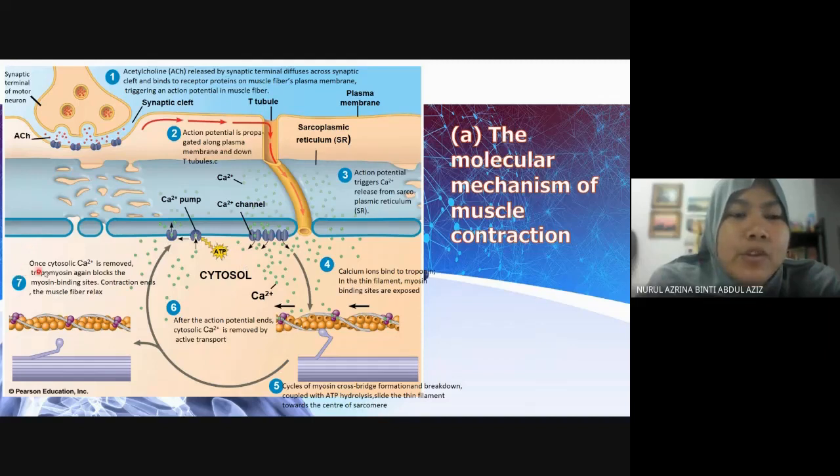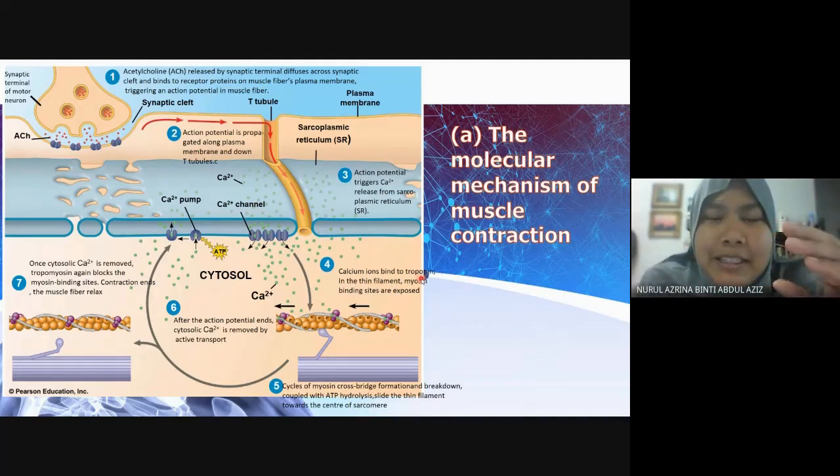Okay, the cytosolic calcium ion is removed. Nombor 4. Calcium ion binds to the troponin. Ni, calcium ion binds to the troponin yang warna purple ni. Right? And then what happened to the troponin just now? The troponin undergoes a conformational change. Right? And then the troponin-tropomyosin complex moves aside, exposing the myosin binding site or actin active site. You can see, nampak ni. Calcium ion binds to the troponin in the thin filament and then the myosin binding site is now exposed.